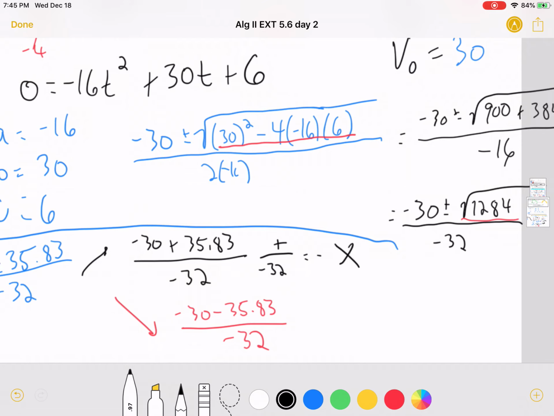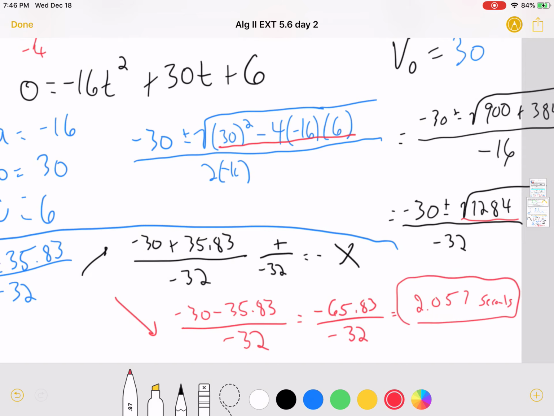So when these parabolas give us two answers, we can only use one of them in word problems most of the time, because one of the answers won't make sense. I can't have time be negative. So now what I can do is say negative 30 minus 35.83 gives me negative 65.83, divided by negative 32, which equals 2.05 or 2.06, I think it is. I'll say 2.057, and that is seconds.